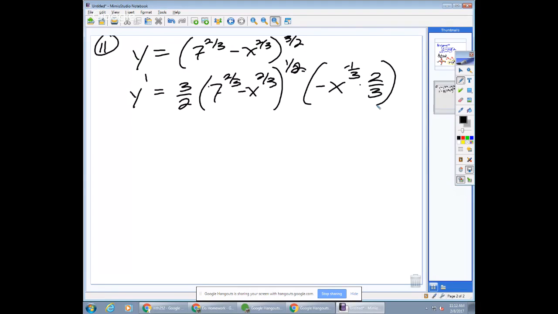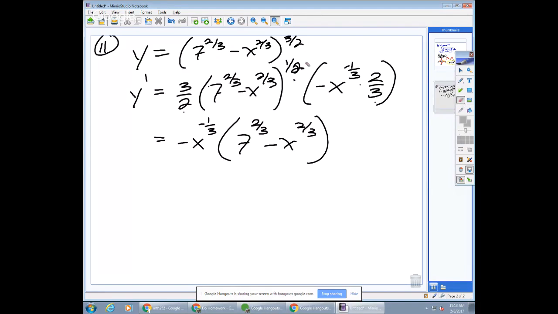And that cleans up a little bit. So what do we have? The 3/2 and the 2/3 will cancel. So I'll have a negative x to the negative 1/3 times 7 to the 2/3 minus x to the 2/3, all to the, that's supposed to be a 1/3 up there. Oh, wait a minute. No, it's supposed to be 1/2. I had it right the first time. That is to the power of 1/2.